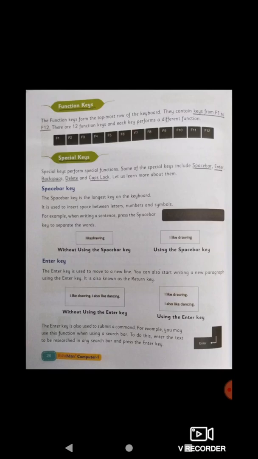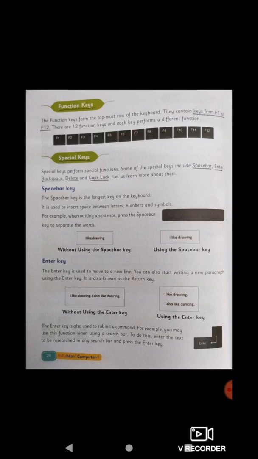Now let's try to understand what those keys are and what their functions are. So the first one is the spacebar key. The spacebar key is the longest key on the keyboard. It is used to insert space between letters, numbers and symbols. For example, when writing a sentence, press the spacebar key to separate the words. Right, as the name again indicates, spacebar. So this key is used to provide space between two words, letters or numbers, your text, sentences, anything it could be.